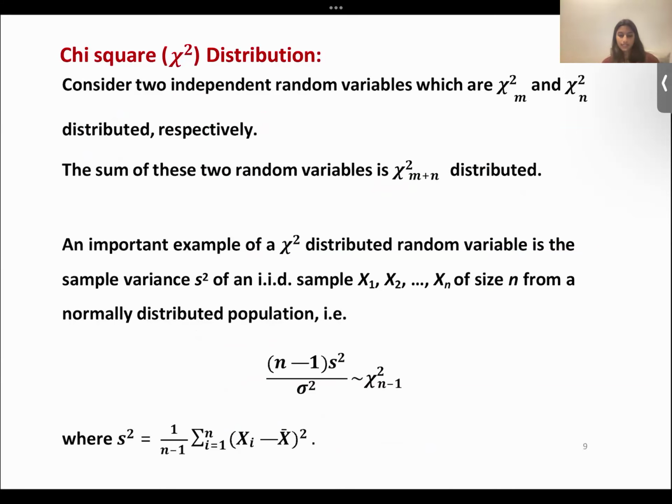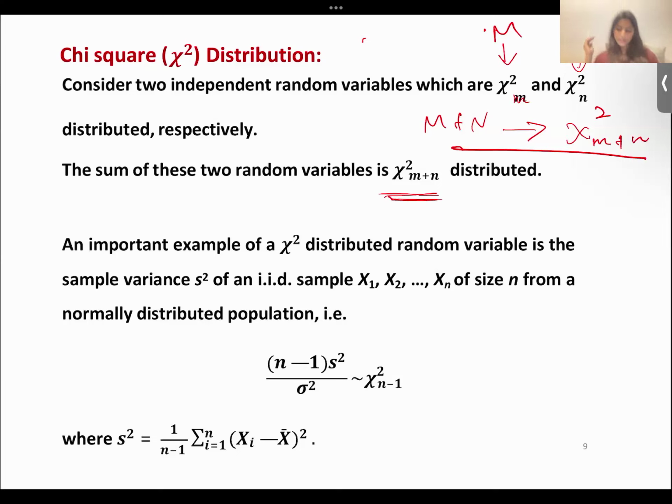One other property is that, let's say you have 2 independent random variables, m and n. So m follows a chi-square distribution with m degrees of freedom, and n follows a chi-square distribution with n degrees of freedom. When you sum up these 2 random variables, m plus n, they would also follow a chi-square distribution with m plus n degrees of freedom. So the sum of these 2 random variables is chi-square m plus n distributed.